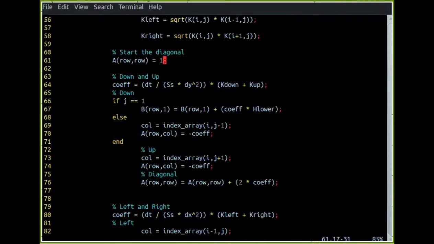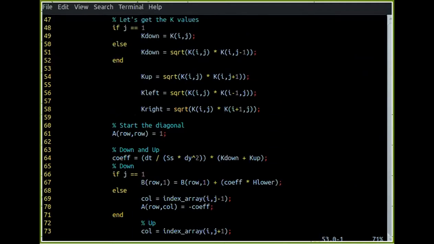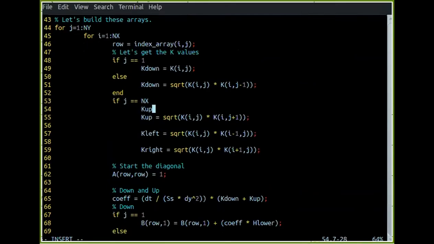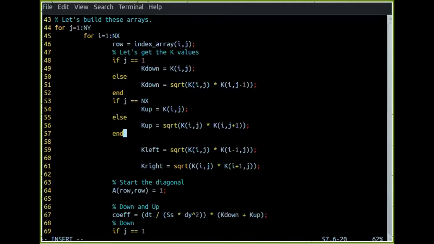So this is for the upward direction. The first thing we needed to do was change our K up. So K up, instead of being this, is going to do this instead. Now we're at the top, so if J is equal to Nx, our K up is just going to be Kij. Okay, so that takes care of the K terms. Now, when we calculate our coefficient, it'll plug in the correct K up if we are at the top.